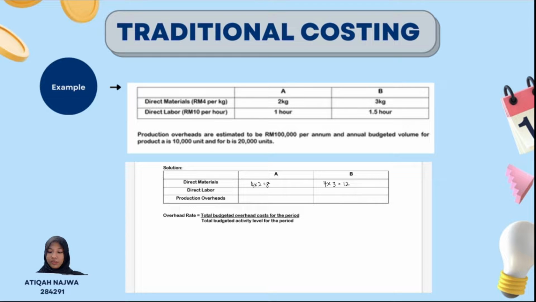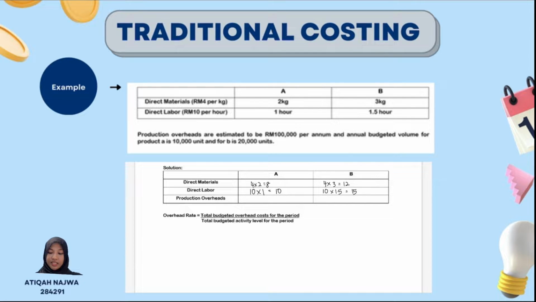Next, direct labor. As we can see from the question, the direct labor cost is 10 ringgit. So, for product A, as the question shows, it is 1 hour. So, we take 10 ringgit times 1 hour equal to 10. While for product B, as the question shows, it used 1.5 hours. So, we take 10 ringgit times 1.5 hours equals 15.